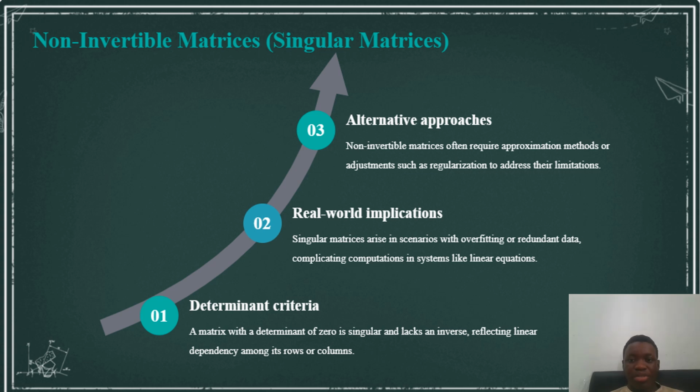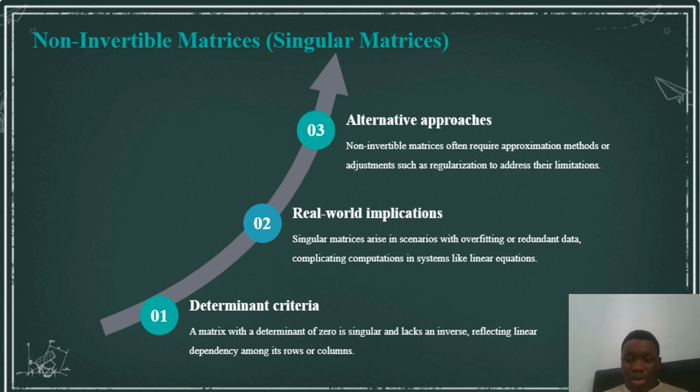Non-invertible matrices, in other words singular matrices, are the ones that have a determinant of zero. Determinant criteria: a matrix with a determinant of zero is singular and lacks an inverse, reflecting linear dependency among its rows and columns. In other words, a matrix that has a determinant of zero doesn't have an inverse, as I said earlier in the video. It thereby reflects linear dependency amongst its rows and its columns.